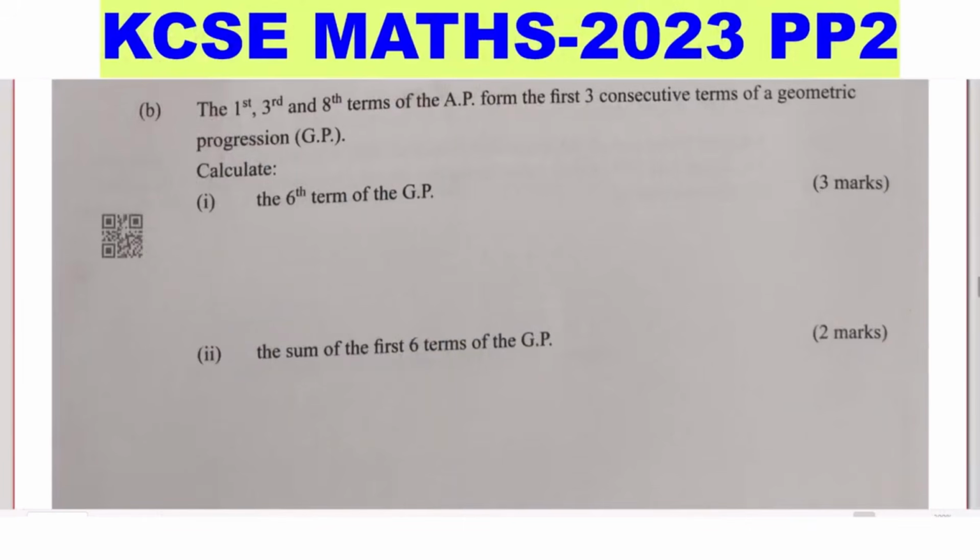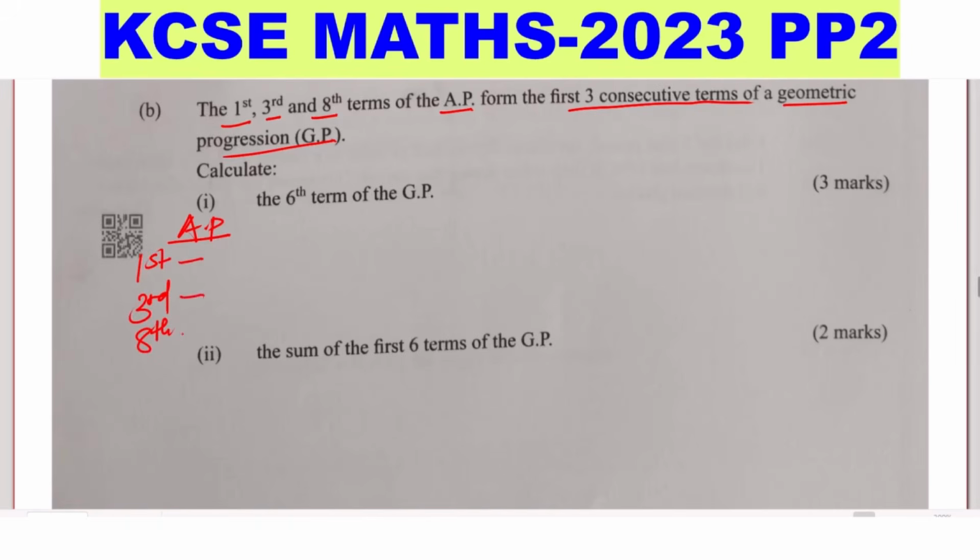Part B. The first, the third, and the eighth terms of the AP form the first 3 consecutive terms of a geometric progression. Calculate 1, the 6th term of the GP. So you have the first, the third. So let us write, this one is for the AP. So the first, the third, and the eighth.